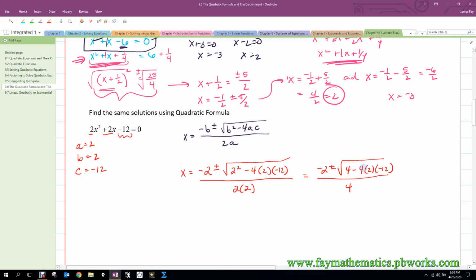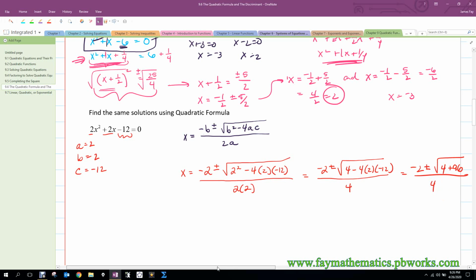So order of operations says we've got to do that multiplication first. So negative 4 times 2 is negative 8. Negative 8 times negative 12 is, I believe, 96. Okay, so we get negative 2 plus or minus 4. Now this went to plus 96 all over 2a. Or sorry, not 2a. 2a was 4.